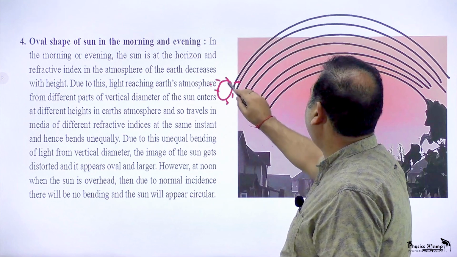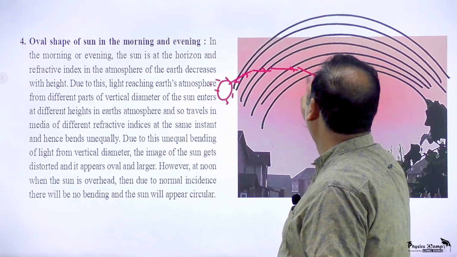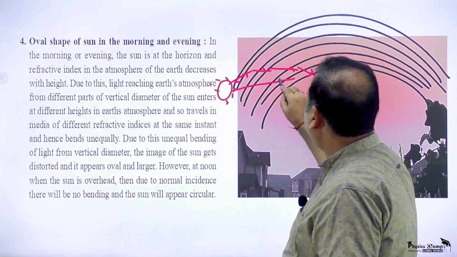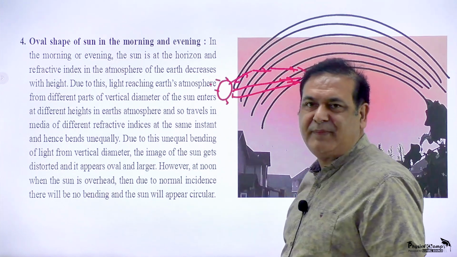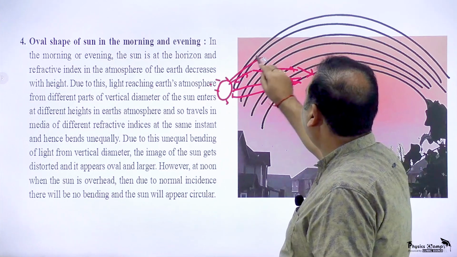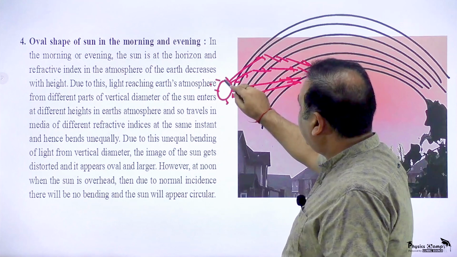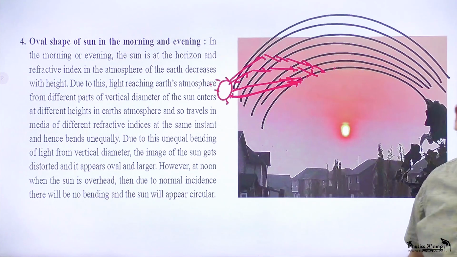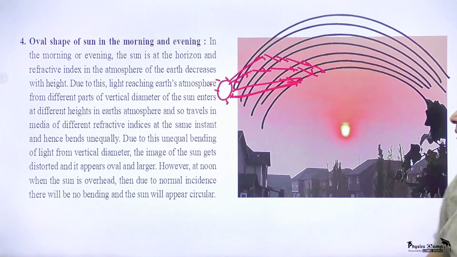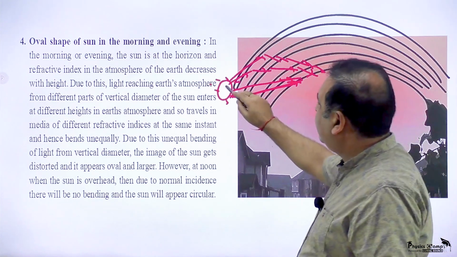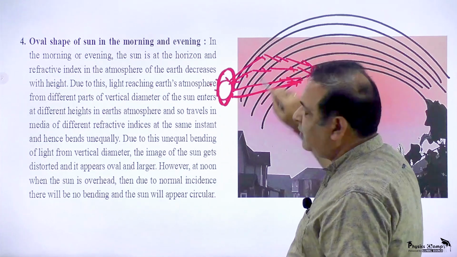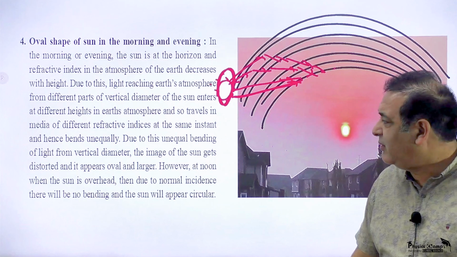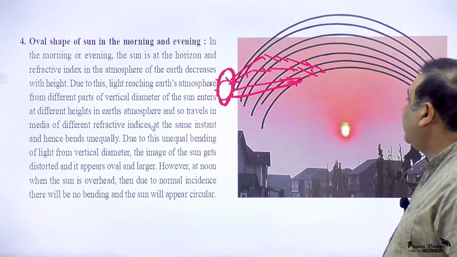Now this sunlight, when it is traveling like this, reaching you, from different parts of its diameter, they are traveling different distances to reach you. So where it may be traveling a larger distance to reach you, that part appears to be bigger. And from the part where it is covering the shortest distance to reach you, that part appears to be shorter. And that's why the sun, which is in fact spherical in shape, may appear oval, because different parts are traveling different distances and they're refracting differently. So this is the reason for the oval shape of the sun at the time of sunset or sunrise.